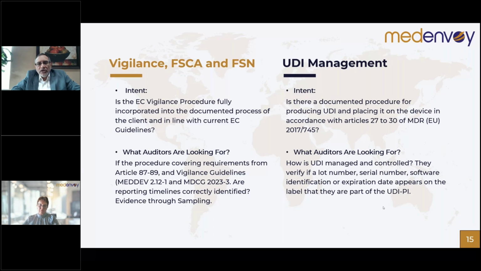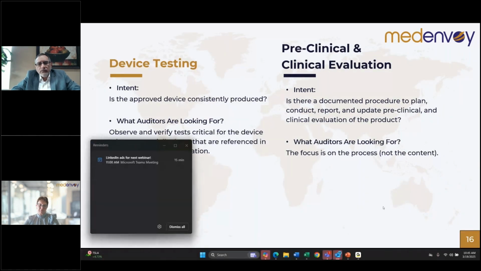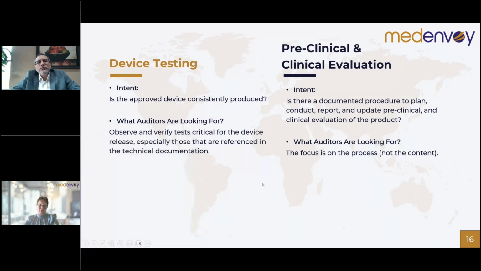So moving on to our next set of questions. Device testing. So what we are looking at is a lot of times your technical documentation also identifies critical steps. So as an auditor, we are observing the final release and final testing of the process. What are the critical steps that you have identified in your technical documentation?